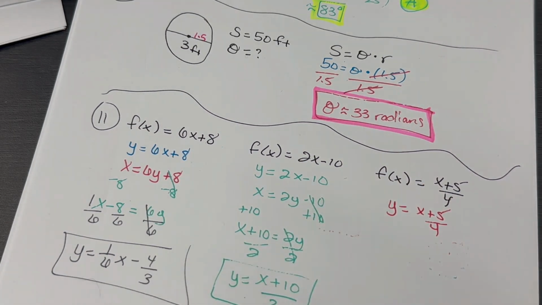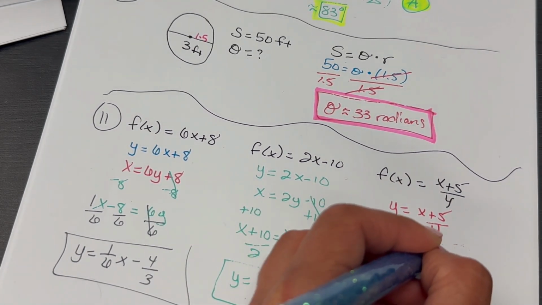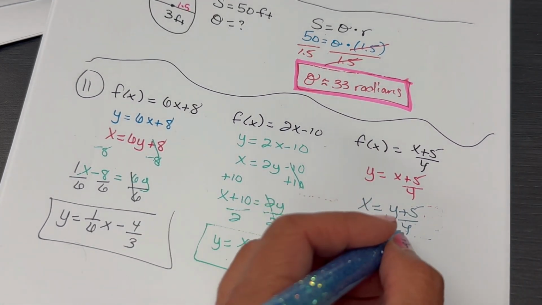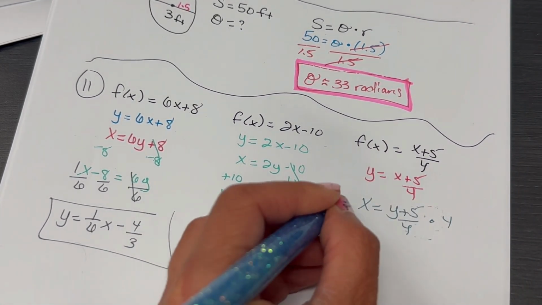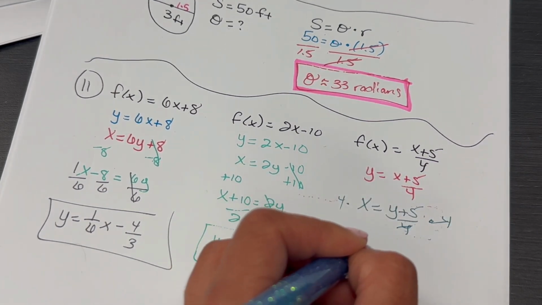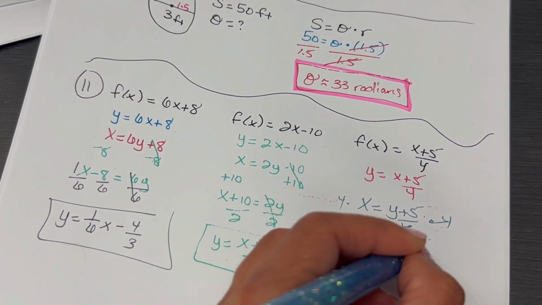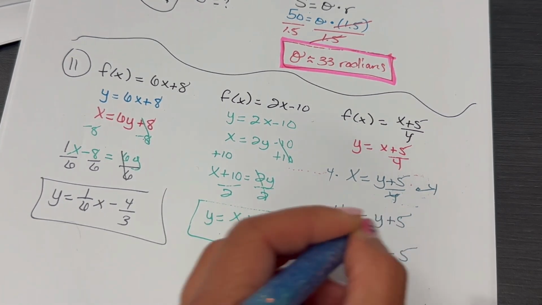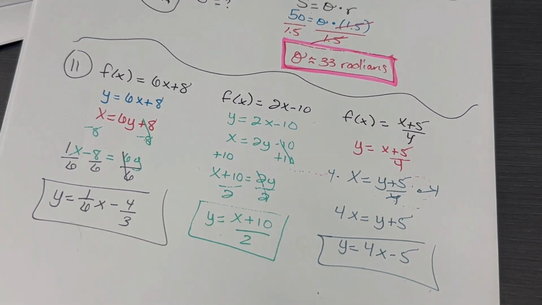Freaky Friday. So x equals y plus 5 over 4. And then we got to undo what's been done to the y. So multiply by 4 to get it out of the denominator. So 4x is equal to y plus 5. Subtract the 5, so y equals 4x minus 5. And there's your drag and drop. That's number 11.